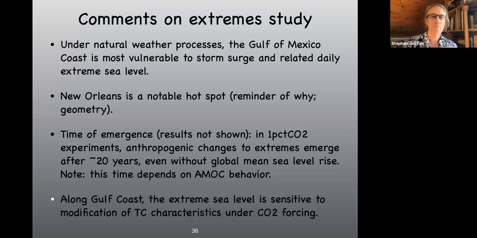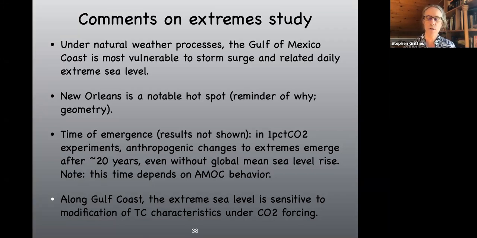If not, somebody yell. Under natural weather processes, the Gulf of Mexico coast is most vulnerable to storm surge and related daily extreme sea level. So I want to emphasize one point about this study. I'm not talking about coastal subsidence or channelization due to oil extraction or mineral extraction and subsidence. This is a climate model study that's looking only at sea level rise due to changes of storms and changes of mean sea level, background sea level.